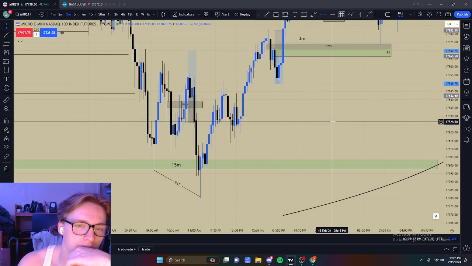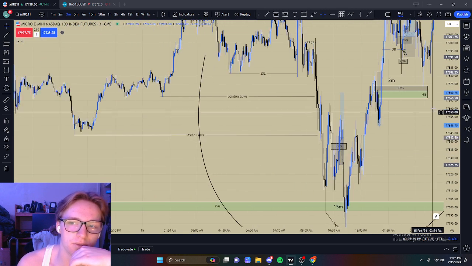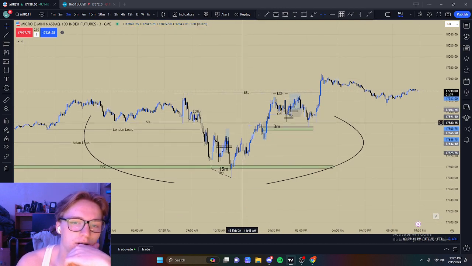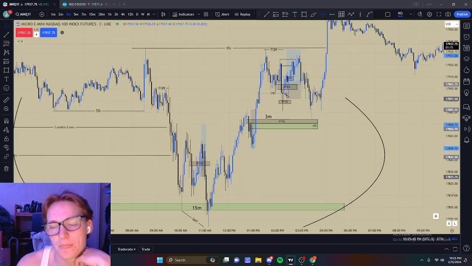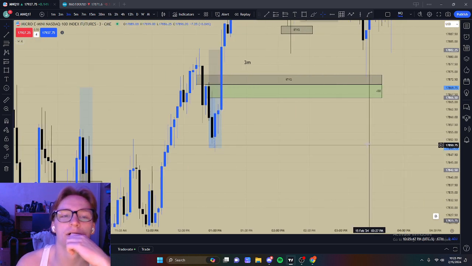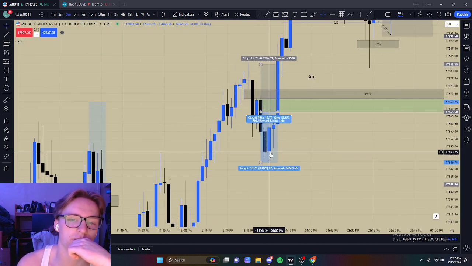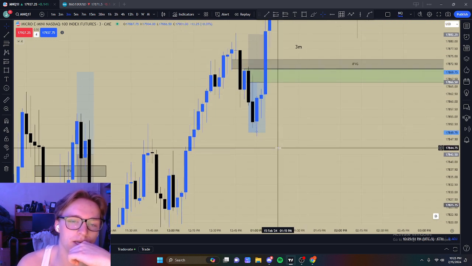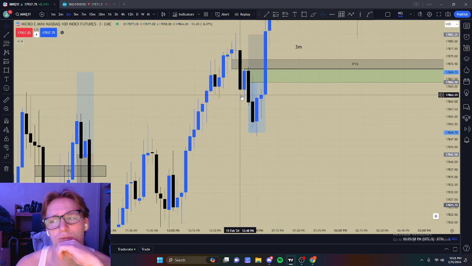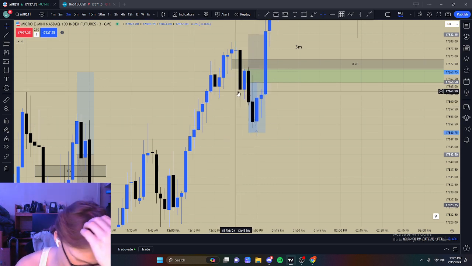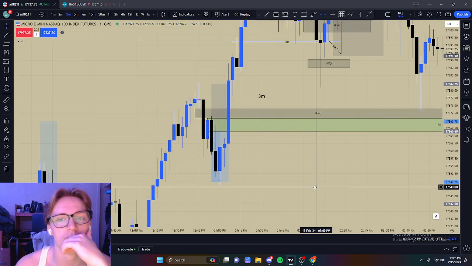And then when we look at this, this is kind of where we start having the distribution and the market maker buy model. So I ended up taking a short right here. We only hit 1 TP, and it was like a 1-to-1. We had another one down here, but that didn't end up getting hit. So it was only like a point. I think we took off 60%, to be honest, because it was kind of like a scalp trade.